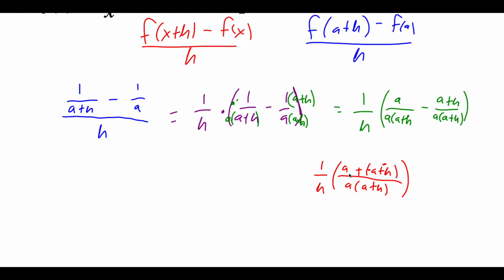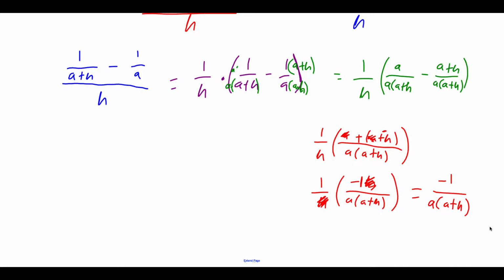So then what we can do is combine this a with this negative a, and those are going to cancel each other out. So now we've got 1 over h times negative h over a times a plus h. And then because of this h on the bottom in the front and this h on the top of this fraction, those are going to cancel each other out, leaving me with just negative 1 in the numerator. So we get negative 1 over a times a plus h.